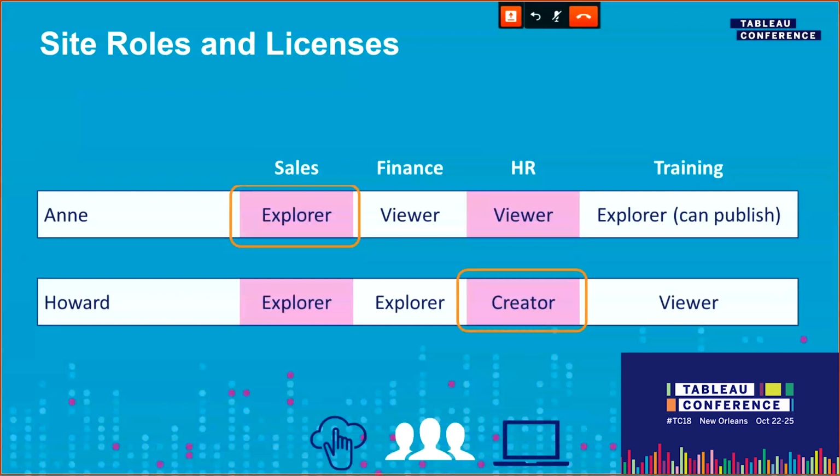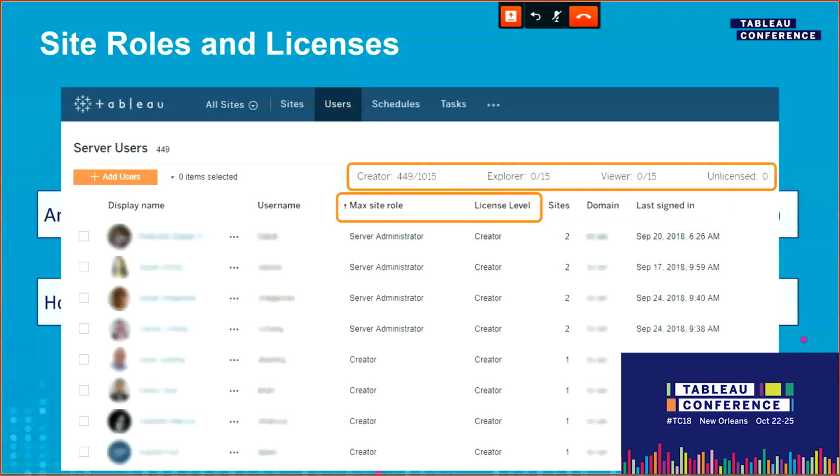In order to know what license role each one of your users are taking, you can visit the users page as an admin on Tableau Server at any time. Here you can see the max site role and the license level of every one of your users. You can also see the user licenses that you've used for each role. You can see, for example, on this server that we have 1,015 creator licenses and 449 creator users.